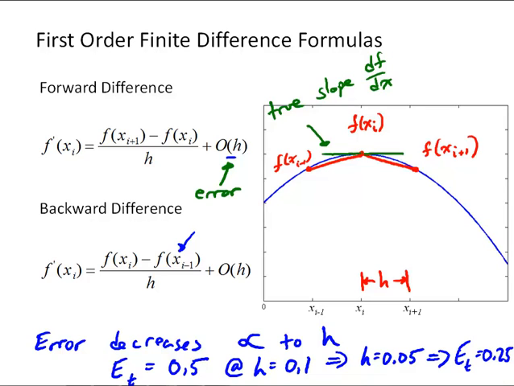So one thing you might notice looking at this picture is, it looks like if we took f of x_{i-1} and f of x_{i+1} and bracketed x_i, that would be what we would call a center difference. If we center our two points across the point that we're approximating, it looks like we get closer to the result. And in fact we do.